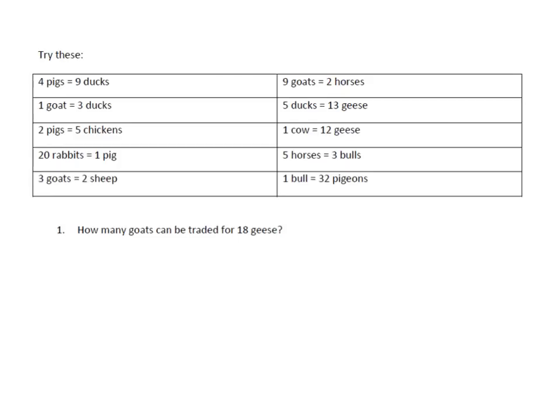So our question is, how many goats can be traded for 18 geese, excuse me. So I'm starting here with 18 geese, and my end result that I want to get to, again, is goats. So I could write that at the right-hand side. I'm just going to write it above so I know that I need to get there. So I have 18 geese over 1 because it needs to be a fraction.